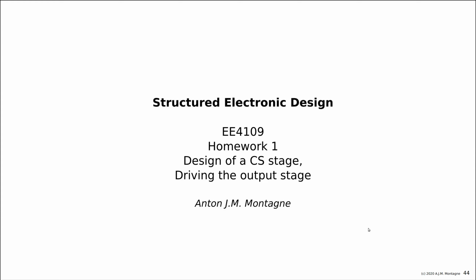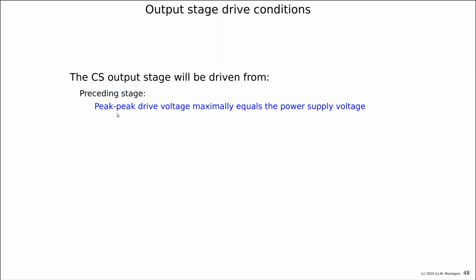What will it be? And basically, we have only two options in this case. One option is that the CS stage will be driven from a preceding stage. So we have a multi-stage solution for the amplifier, and there's one stage driving the output stage. In that case, of course, the peak to peak drive voltage is maximally equal to the power supply voltage because we don't have more, and assuming we are not going to put transformers in our design. So the peak to peak drive voltage can be maximally the power supply.